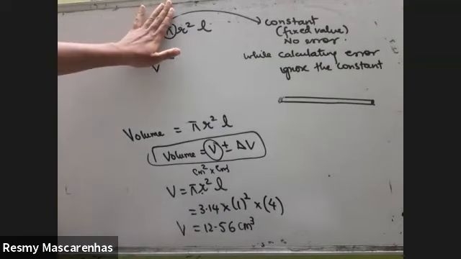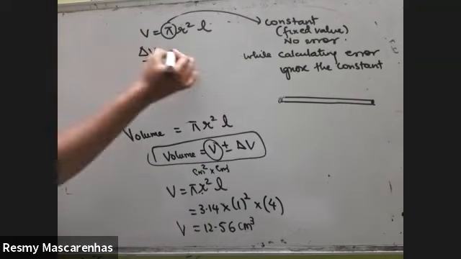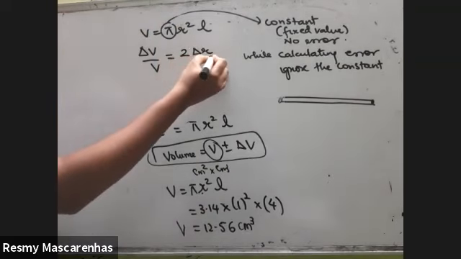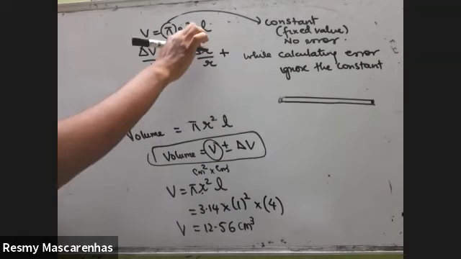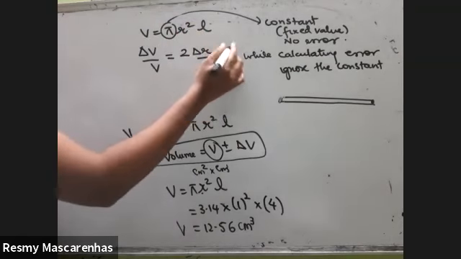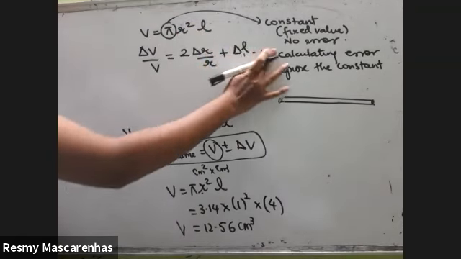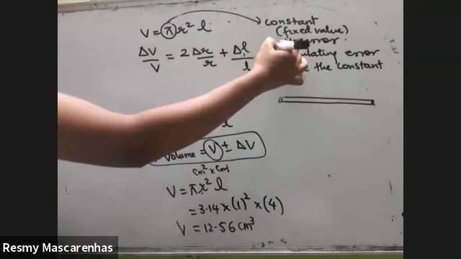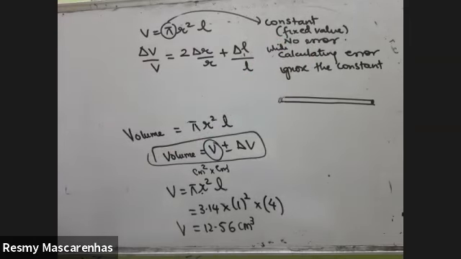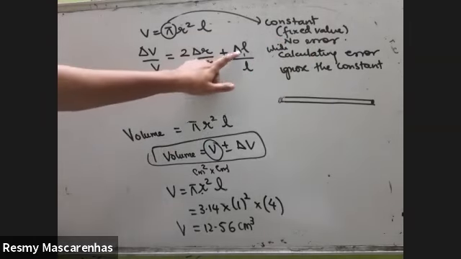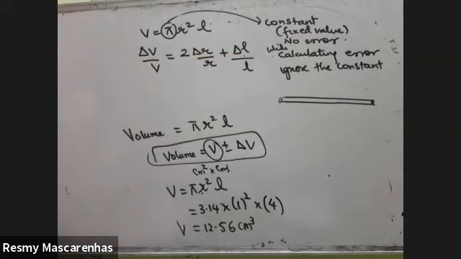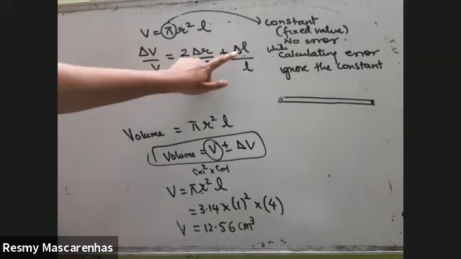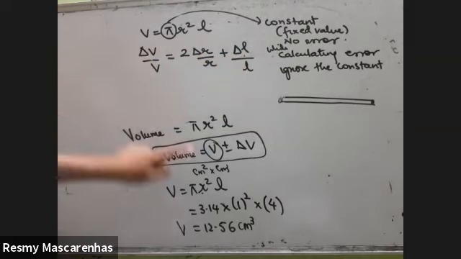So directly move on to this. There's a power which will become your coefficient. So delta R upon R, and multiply this, this will be plus. Delta L upon L. While calculating the error, ignore the constant. Now put all the values. Delta R you know from the question. R also you know. Delta L this also you know. And V you just now got here. Put all the values and calculate your delta V.